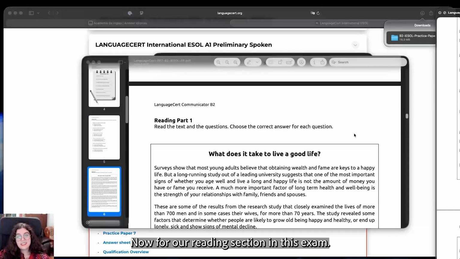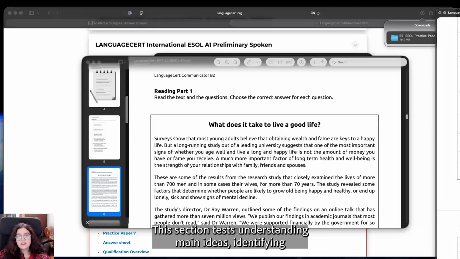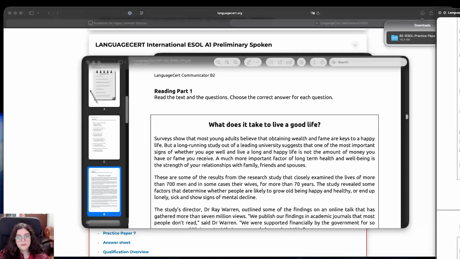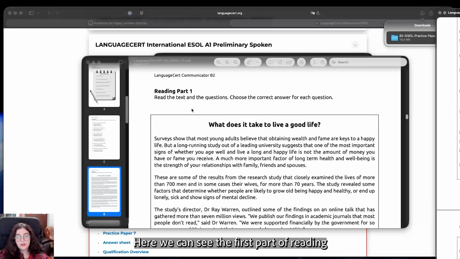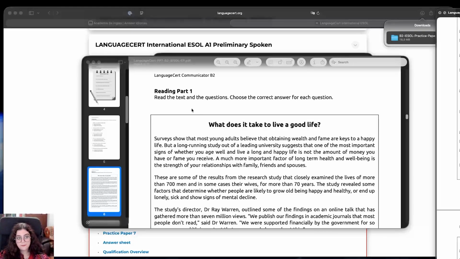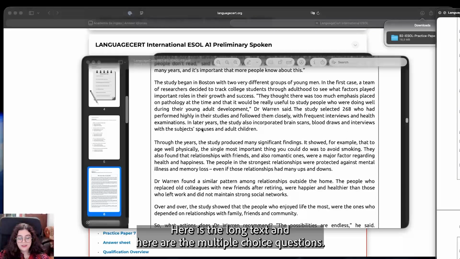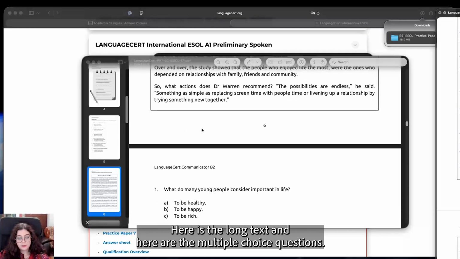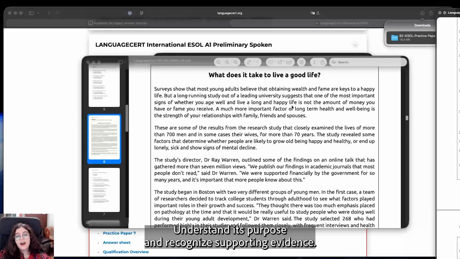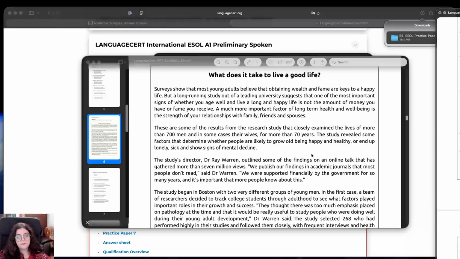Now for our reading section in this exam. This section tests understanding main ideas, identifying specific information, and completing text logically. Here we can see the first part of reading involves a long text followed by multiple choice questions. Here is the long text, and here are the multiple choice questions. You're going to read an article, and the main goal is to identify what the writer suggests to you, understand its purpose, and recognize supporting evidence.